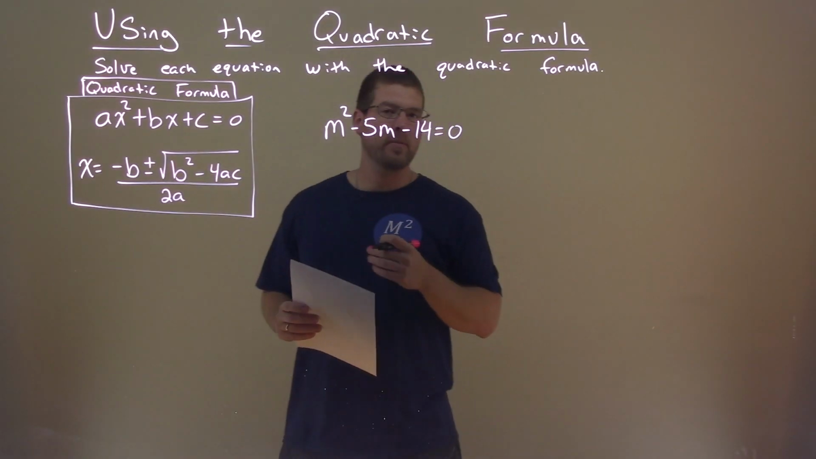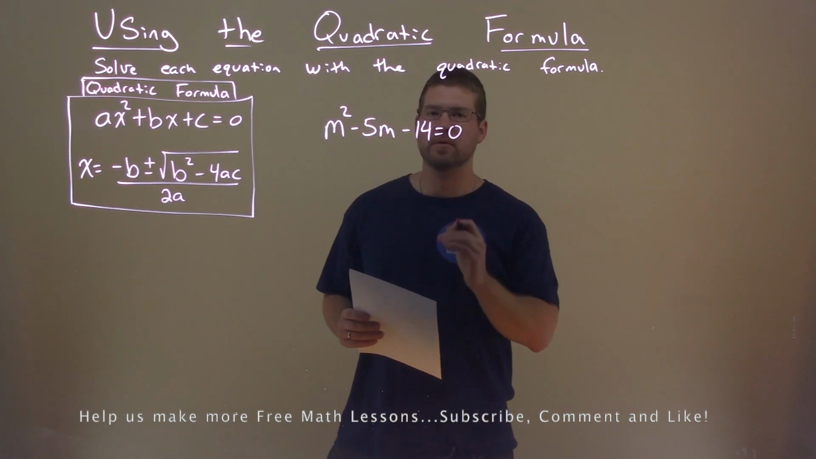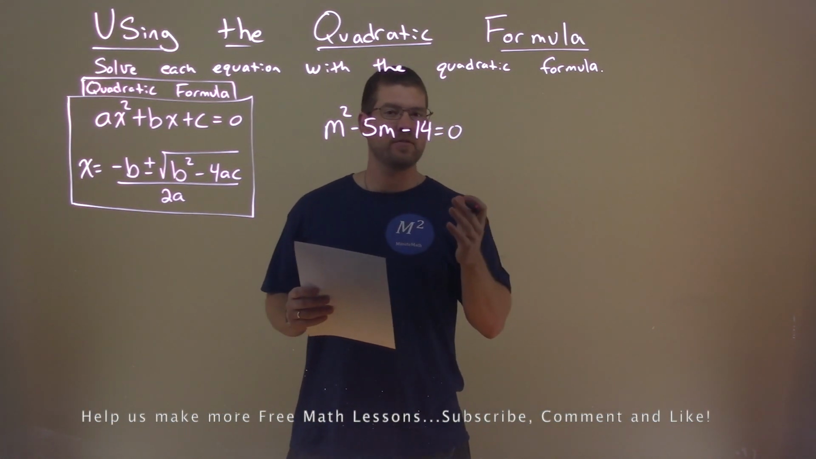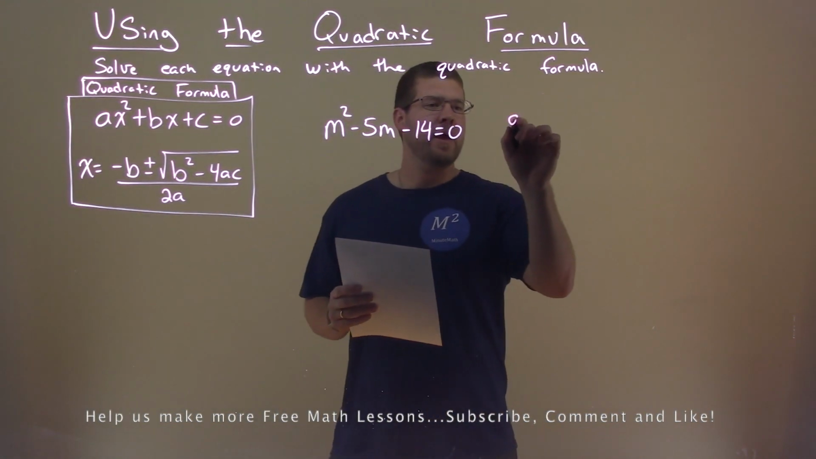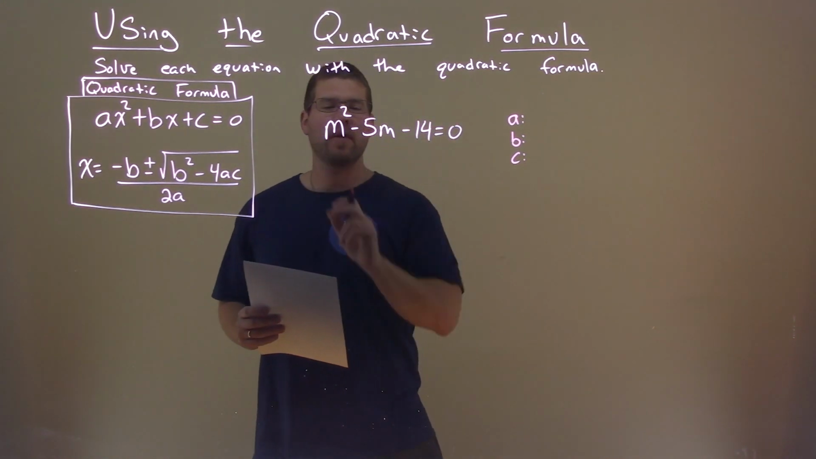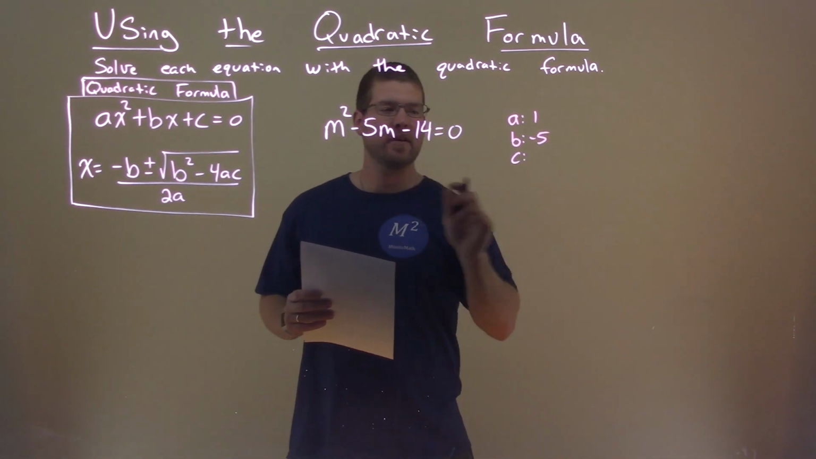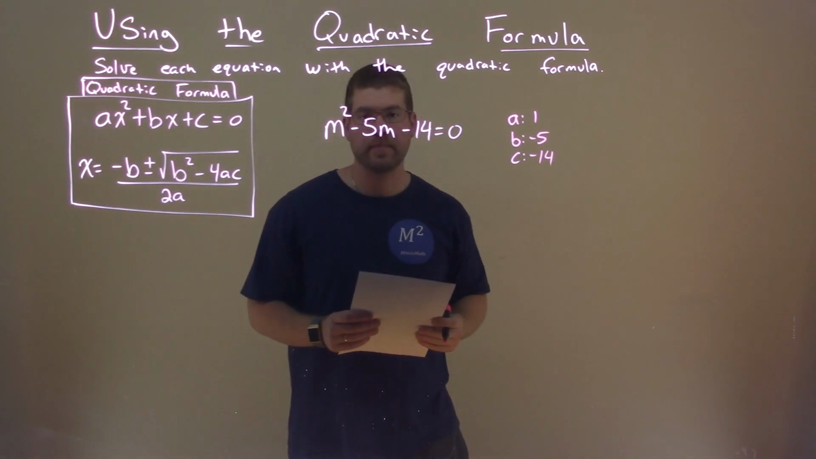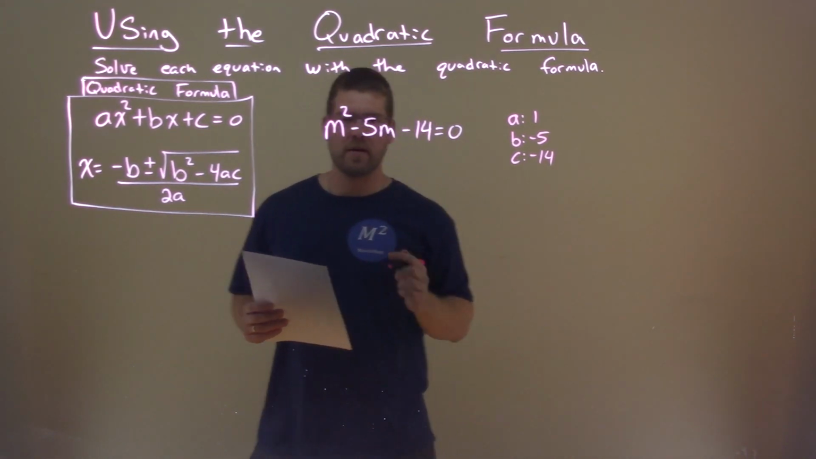We're given this problem right here, m squared minus 5m minus 14 equals 0, and we need to solve this using the quadratic formula. Well, first thing I want to do is find my a, my b value, and my c value. A value is 1 here. B value is -5, and C value is -14. Once I have those values, I can use them in the quadratic formula.